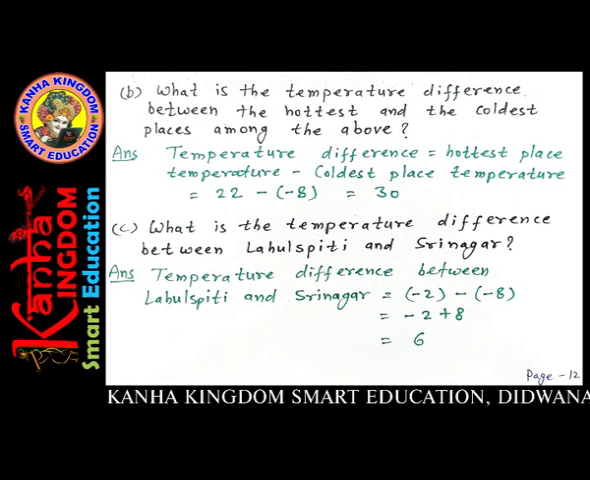Third part of this question. What is the temperature difference between Lahaul Spiti and Srinagar? The temperature of Lahaul Spiti is -8 and the temperature of Srinagar is -2. The temperature difference between both is 6. So the answer is: the temperature difference between Lahaul Spiti and Srinagar is equal to -2 minus -8. Minus into minus is plus. So -2 plus 8 is equal to +6.